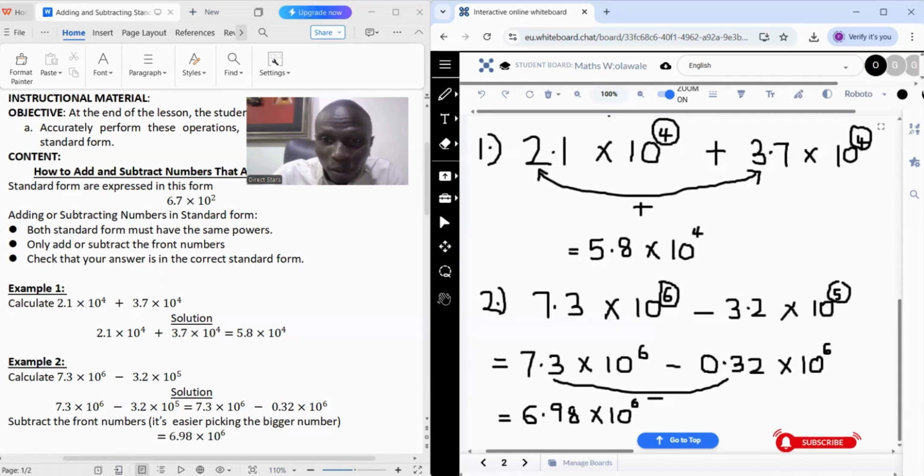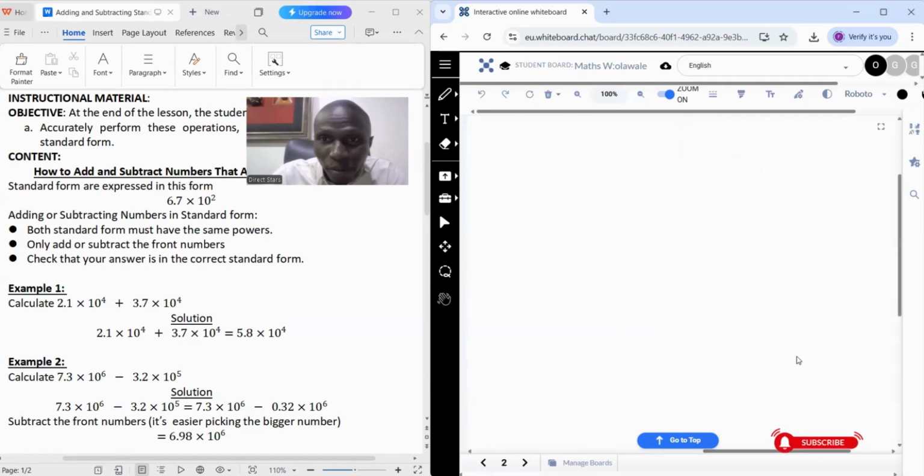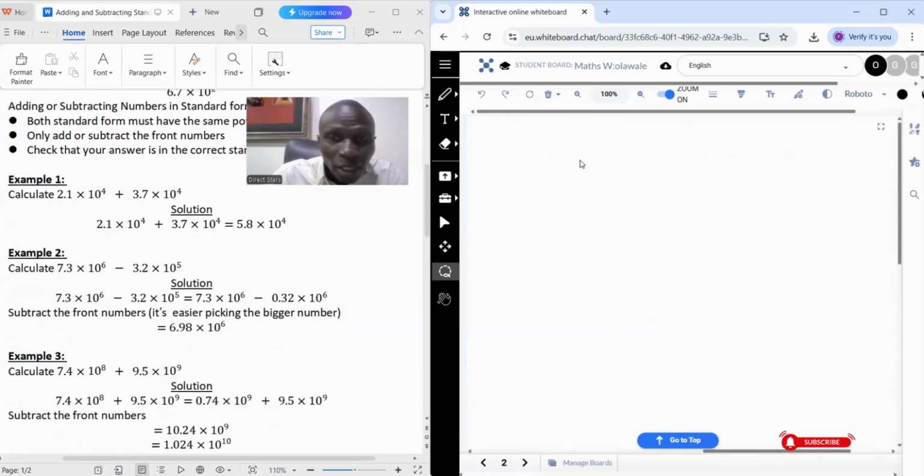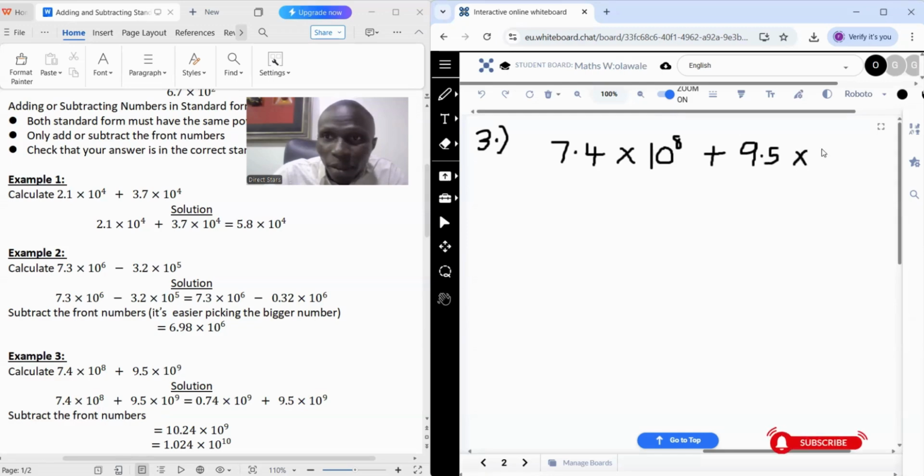So let's look at the last example. Example 3. Here we are asked to calculate 7.4 times 10 raised to the power of 8 plus 9.5 times 10 raised to the power of 9.